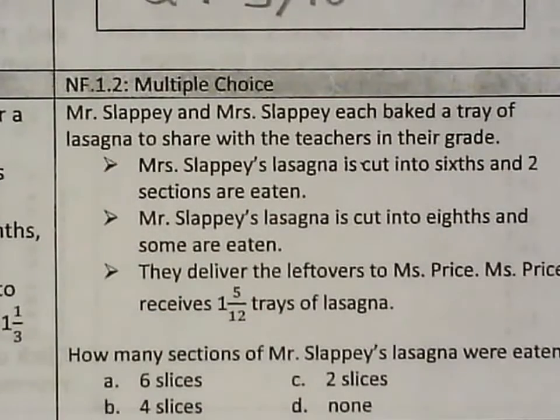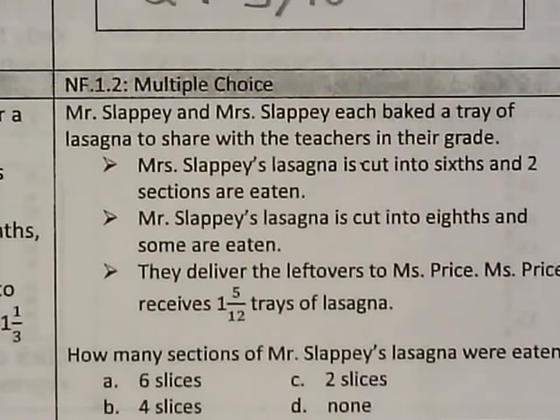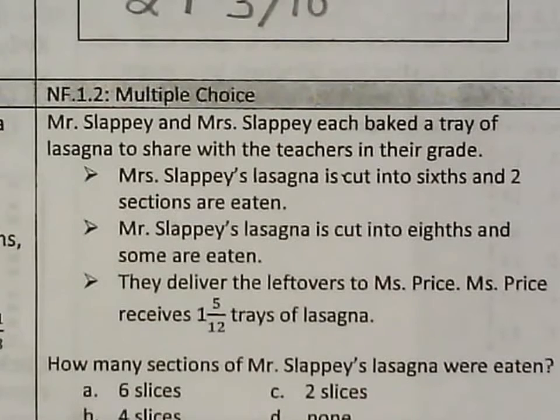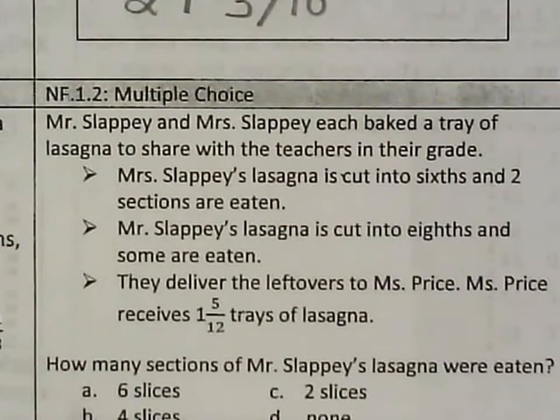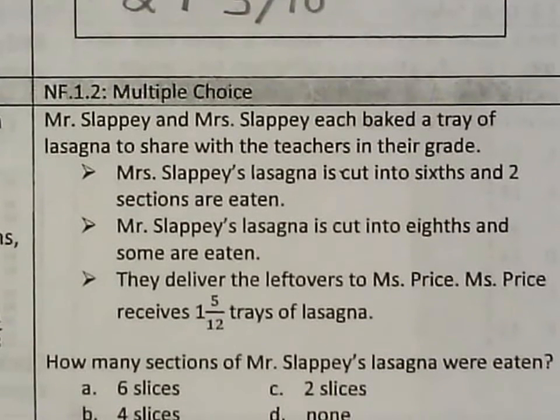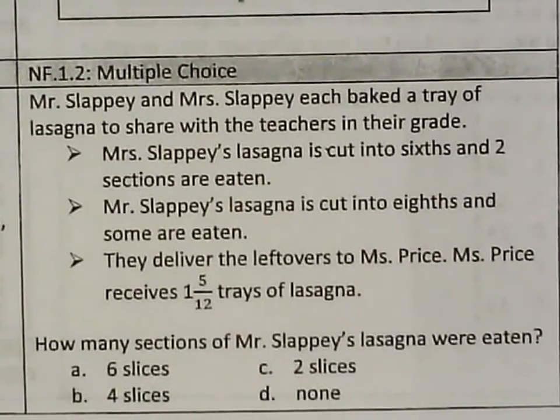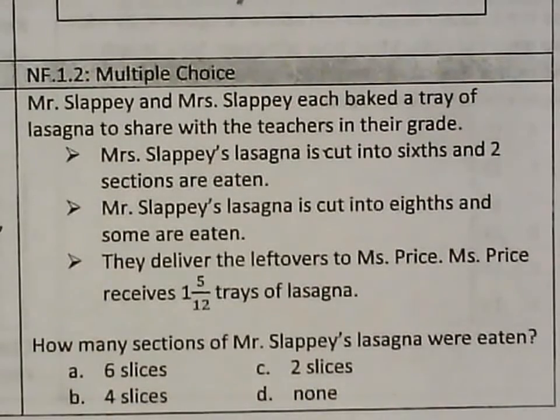The last one for tonight says, Mr. Slappy and Miss Slappy each baked a tray of lasagna to share with teachers in their grade. So sweet. Where's mine? Miss Slappy's lasagna is cut into 6 and 2 sections are eaten. Mr. Slappy's lasagna is cut into 8s and some are eaten. They deliver the leftovers to Miss Price. Miss Price received 1 5/10 trays of lasagna. How many sections of Mr. Slappy's lasagna were eaten?